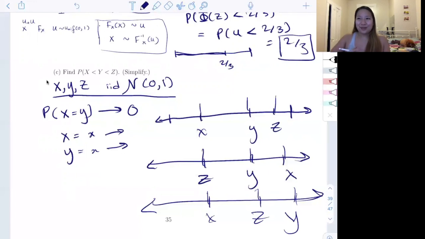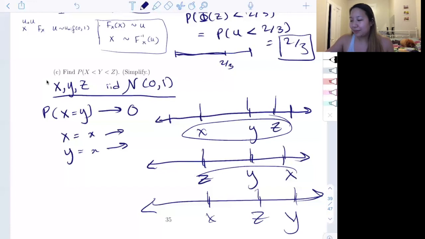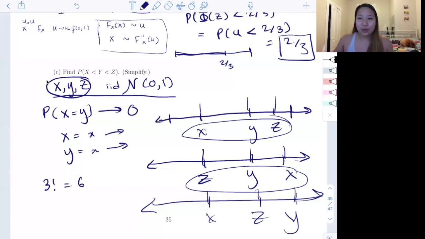So I claim that all the orderings of X, Y, and Z are equally likely. We could have gotten this, but equally likely we could have gotten this. It's just up to which order they land in when we toss the random variables onto the number line. So let's consider how many possible orderings we have of X, Y, and Z. We have 3 variables, so that's 3 factorial orderings. This is 6, and X, Y, Z is just one of the 6 orderings. So this is actually going to be our answer. It's 1/6 by symmetry.